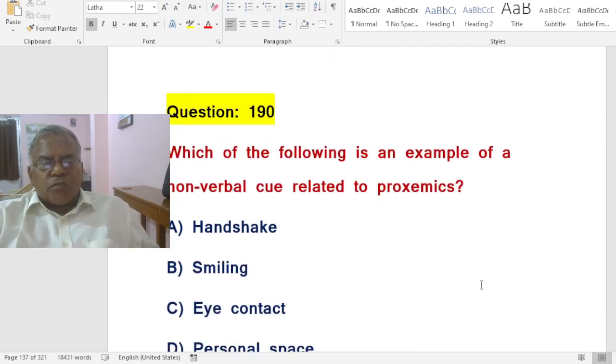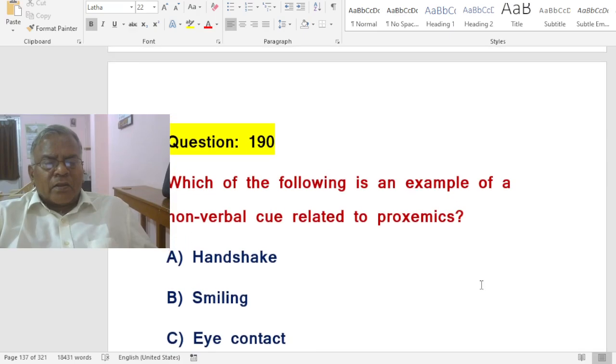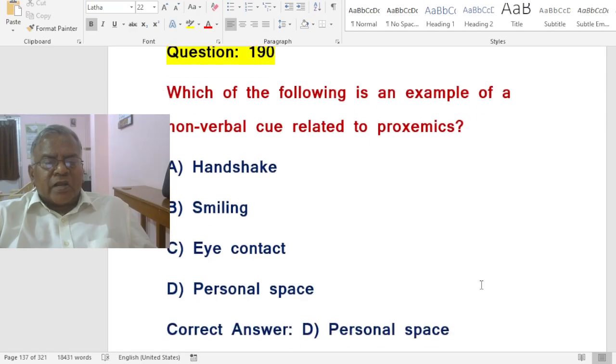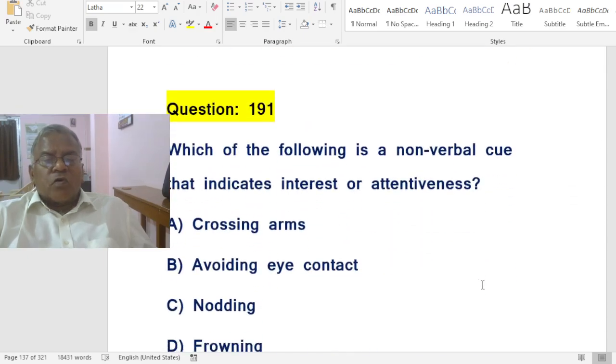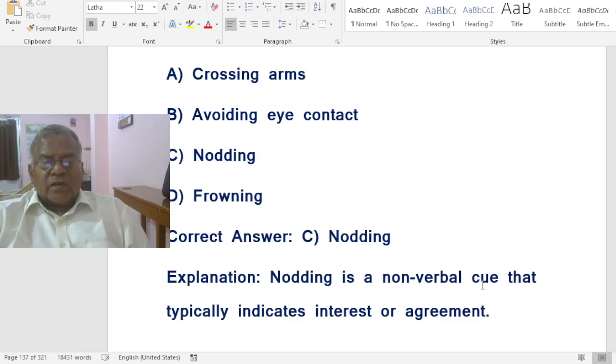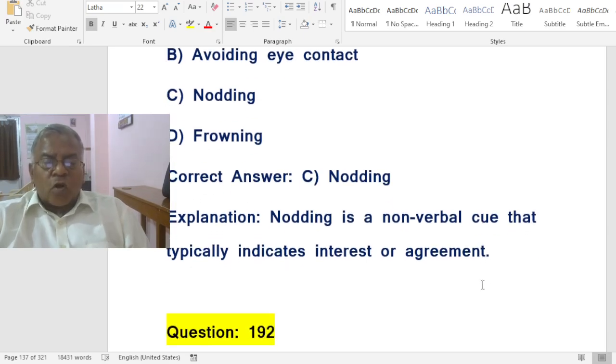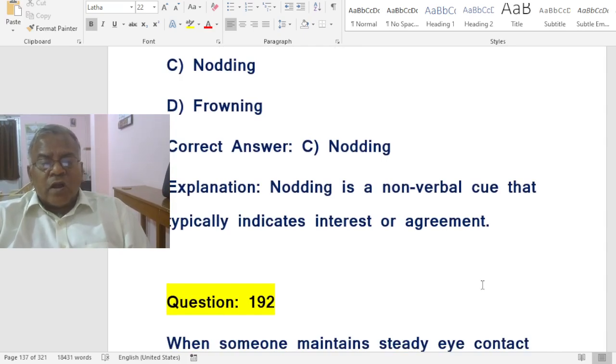Which of the following is an example of a non-verbal cue related to proxemics? Handshake, smiling, eye contact, personal space. That is personal space. Proxemics deals with the use of space, including personal space. Which of the following is a non-verbal cue that indicates interest or attentiveness? That is nodding, just we are shaking the head. Nodding is a non-verbal cue that typically indicates interest or agreement.